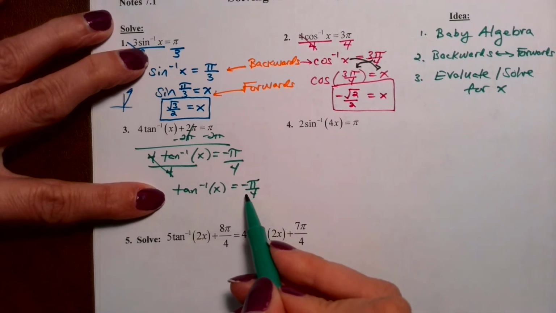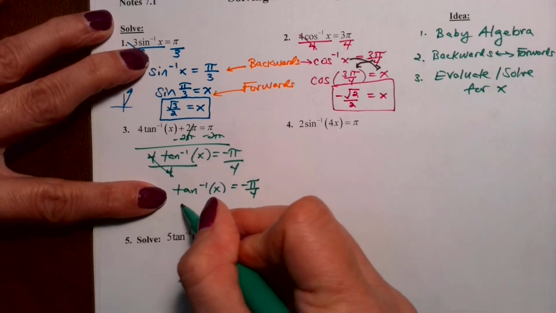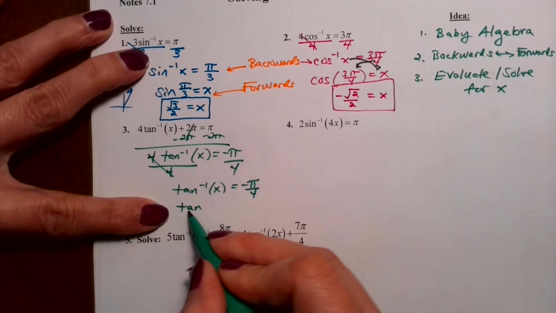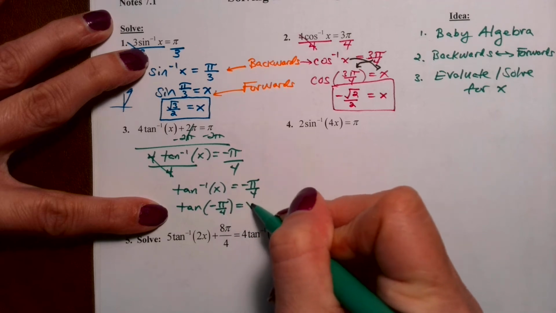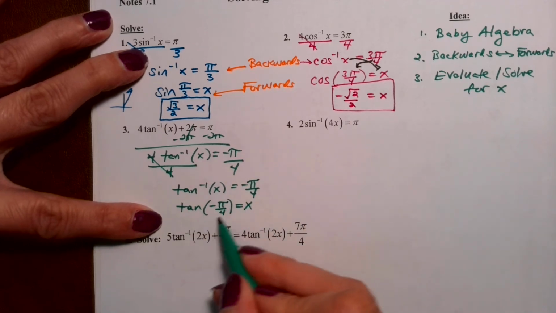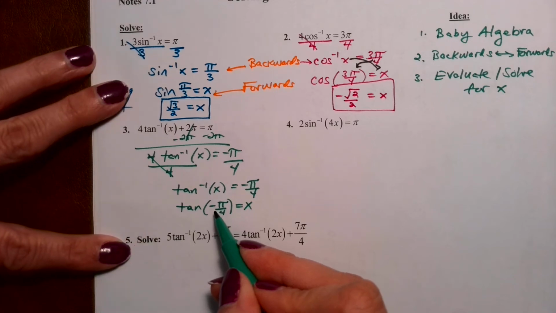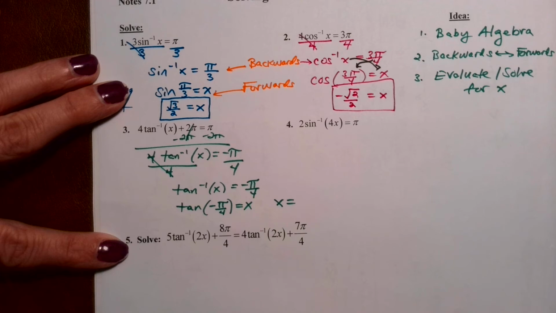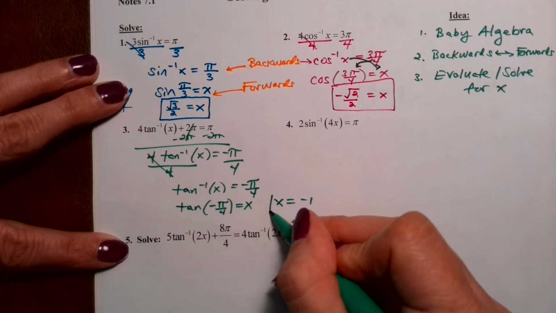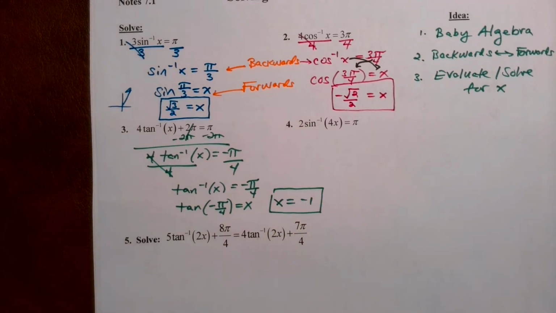That's an inverse. I think what I'll do is write it as a regular tangent. I'm going to switch. Tangent of negative pi over 4 equals x. So x is equal to what value? X is equal to, if you swing down, negative 1. Solving for x with the unit circle.